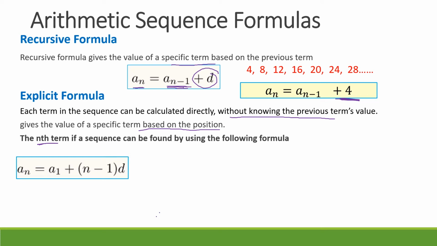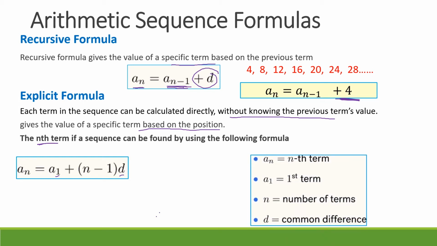So this is the explicit formula. You have a sub n equals a sub 1 plus n minus 1 times d. Of course, we know that d is our common difference. What does everything else mean? Well, a sub n is just that nth term, and so whatever term that we're looking for, that is what we will plug in for n. A sub 1 would be our first term. n is the number of terms, and d, of course, would be our common difference.